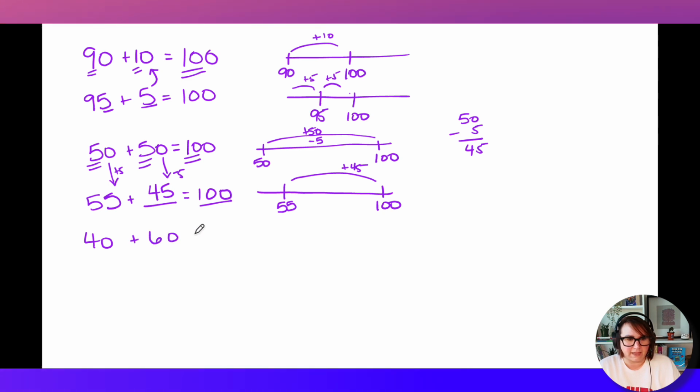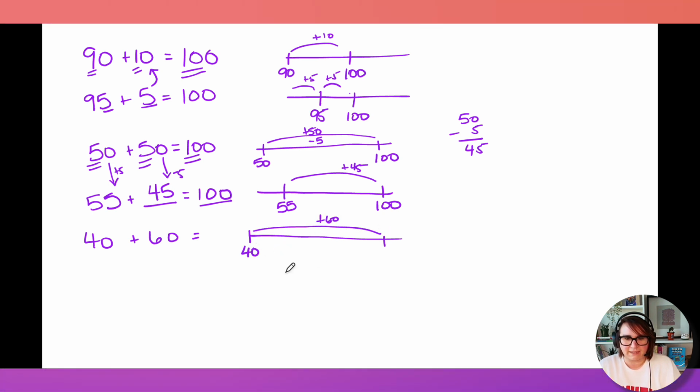Okay, let's represent this relationship in another way. 40 plus 60. Well, if we have 40, we have a big jump here. We add 60. If we have 4 tens and 6 tens, does that also give us 10 tens? Yeah, that gets us 100. Another good 10 relationship. You can see how this really builds on making friendly tens.